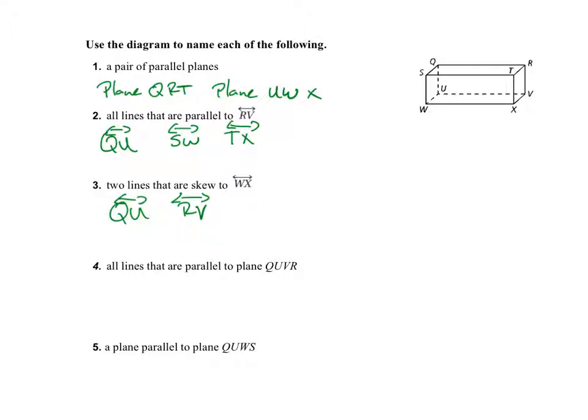Now, all lines that are parallel to plane QUVR. QUVR is the one on the back. So the lines that are parallel that I have here are WX, which is this one right here, and ST.